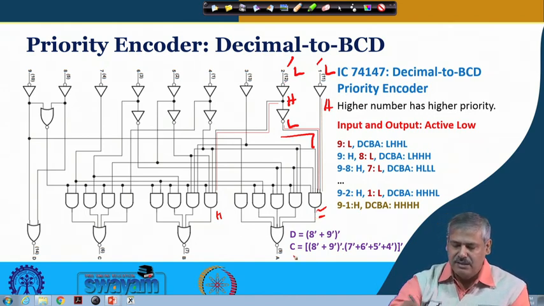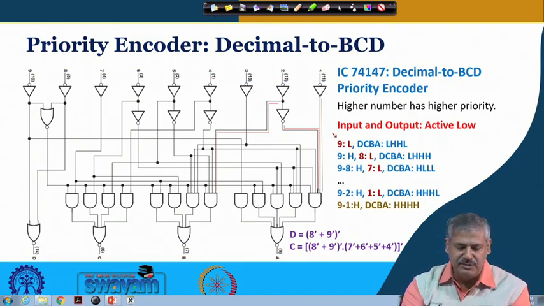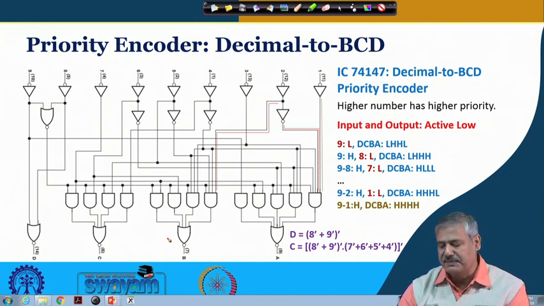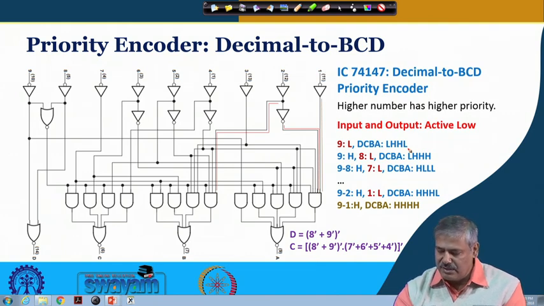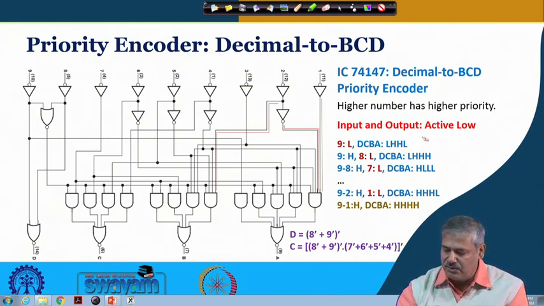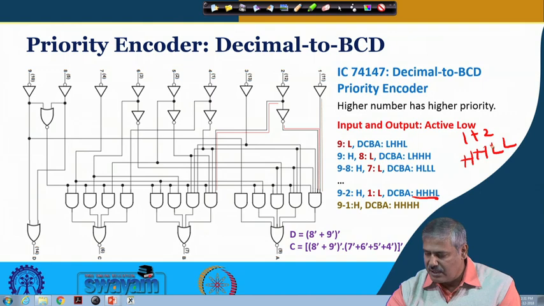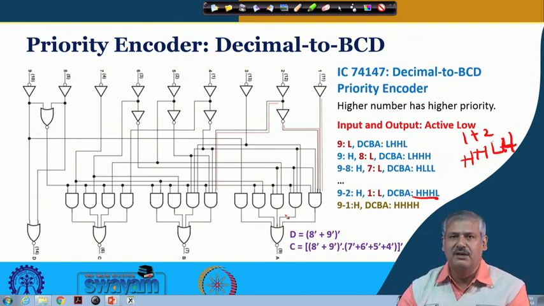Looking at the other aspect of it, when 9 is low, the DCBA output will be low, high, high, low. You can follow the circuit and see it. Is it clear? When 1 is present, it will be low, high, high, high, low, sorry. Yes, this is the case when 1 is present. When 2 is present, you will see high, high, low, high. But when 1 and 2 are simultaneously pressed, you will see H, H, L, H. That is the priority encoding included in this particular circuit.